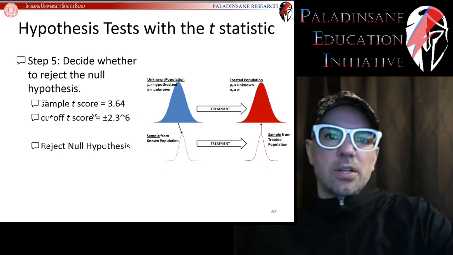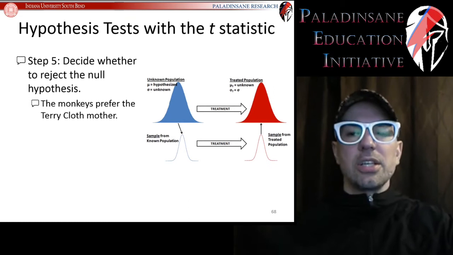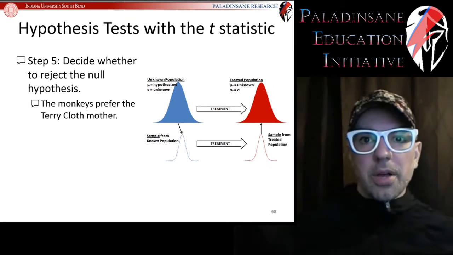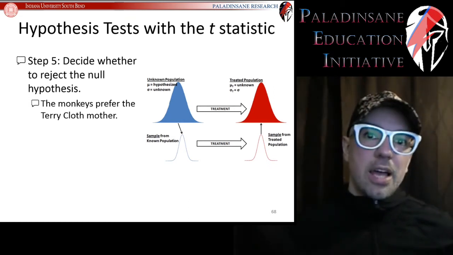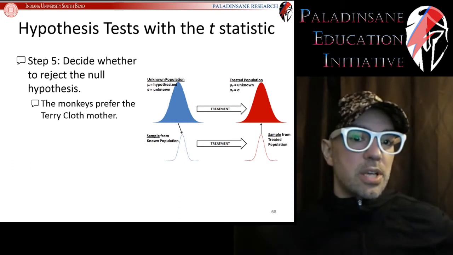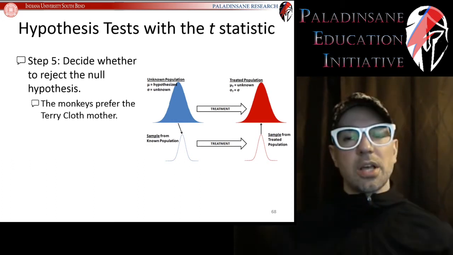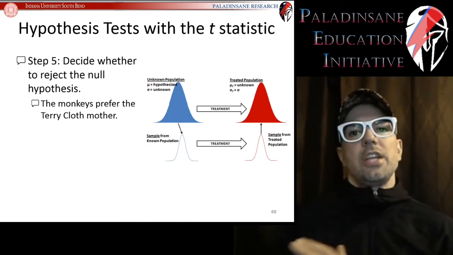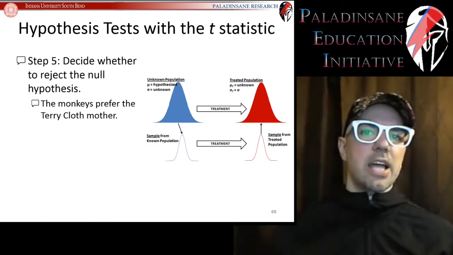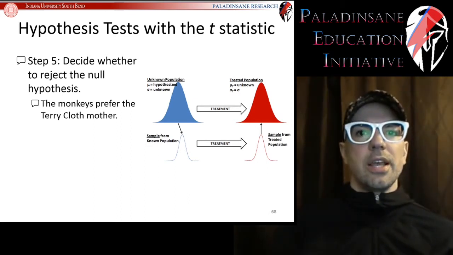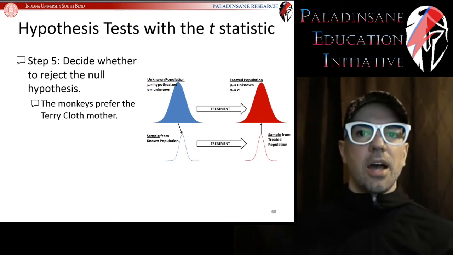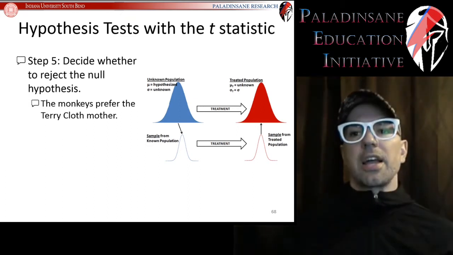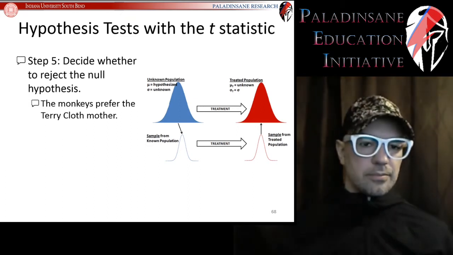And this allows us to conclude that these monkeys actually do prefer the terry cloth mother. The null hypothesis is not true. They actually do like to spend more time with the terry cloth mother. And this result was monumental in changing our views of parenting and infant attachment and what is important in terms of providing an infant with care and psychological well-being.